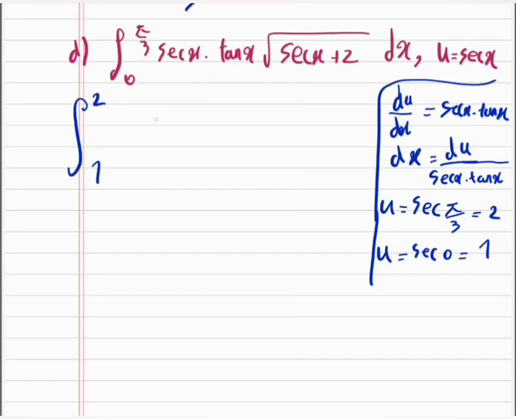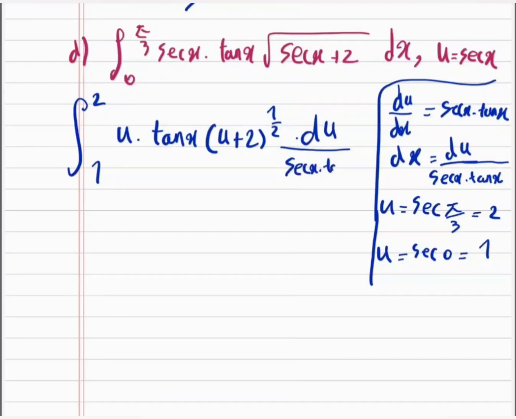Instead of sec x, we just write u. And then we have tan x, so let's write that. And on the square root, actually, let's not write the square root. Let's simply use the form u plus 2 to the power half. And finally, instead of dx, we write du by sec x times tan x.